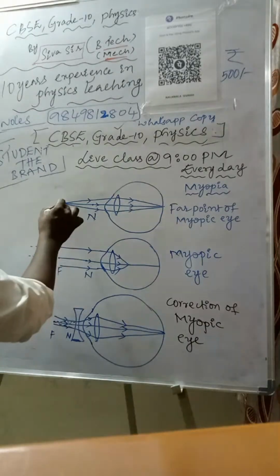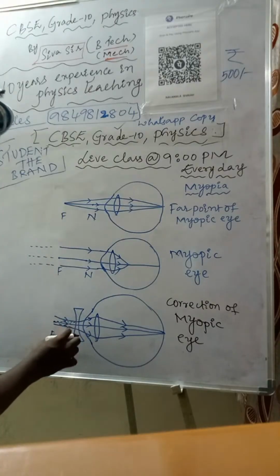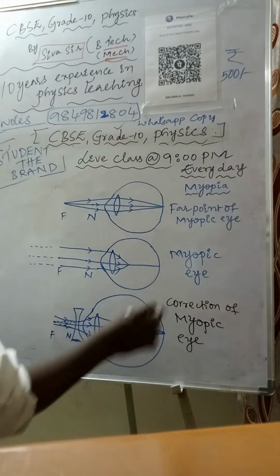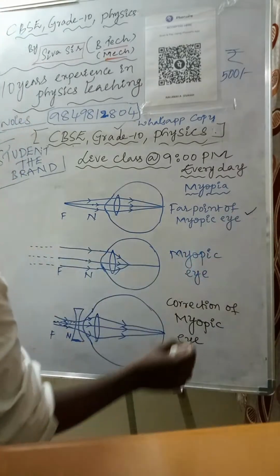So here you see this is the far point, and exactly wherever the far point is, there we have to take the dotted lines from this one. So this is the concave lens. So I'm taking a concave lens. This is the correction of myopic eye. This is the far point of myopic eye. So this is myopic eye.